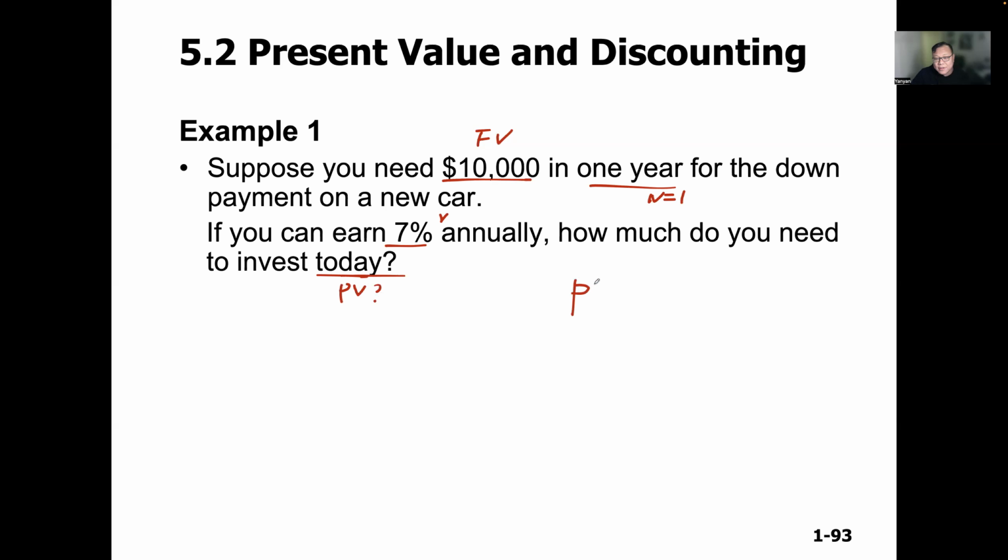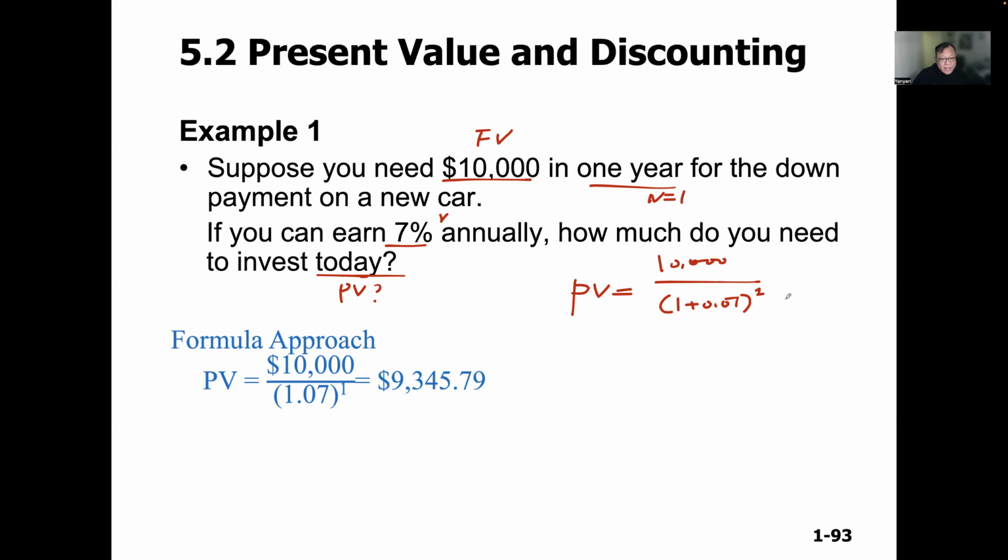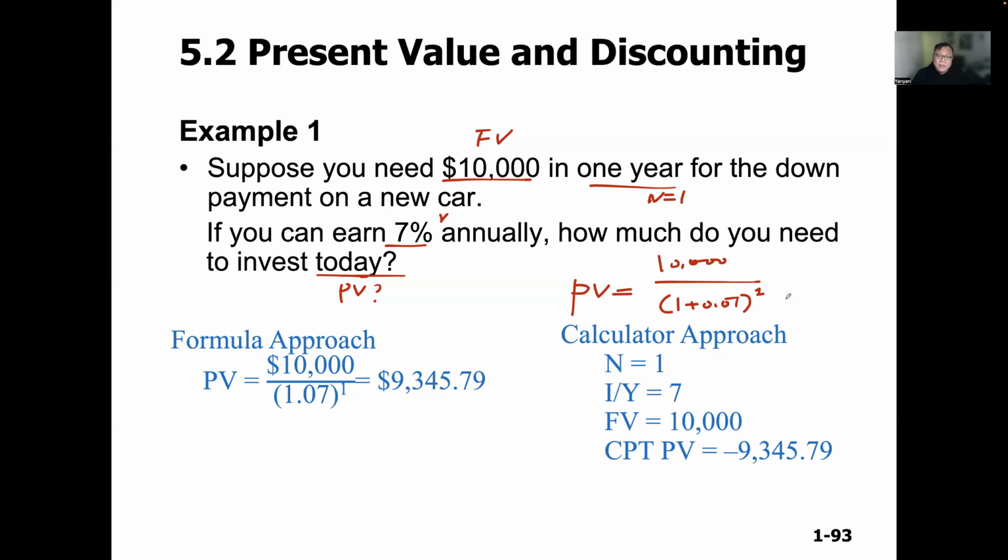So present value equals future value, 10,000, divided by this discounting effect, 1 plus R, 0.07, to the power 1. That's how I calculate the present value. So the result is $9,345.79. Again, you would use the calculator, and you can get the same number. This time, what you do is you enter the future value first, and you compute present value.